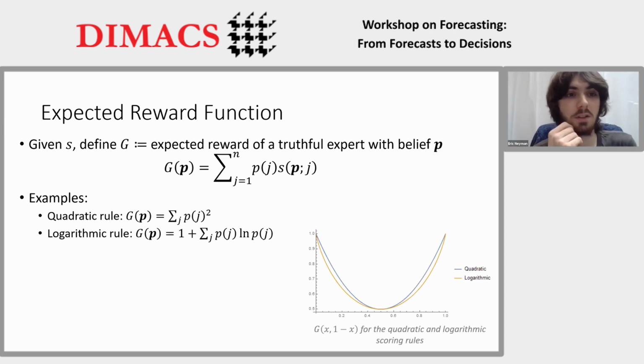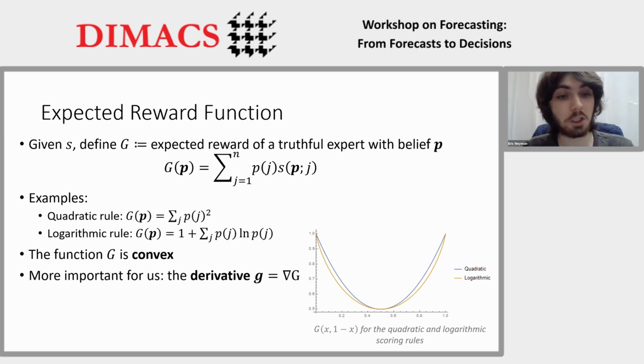And to do so, I want to define this function capital G. So given a proper scoring rule S, capital G is the expected reward of a truthful expert who believes P. So for example, in the case of just two outcomes, yes and no, I have drawn the function capital G for the quadratic and logarithmic scoring rules here. So the function G is always convex.